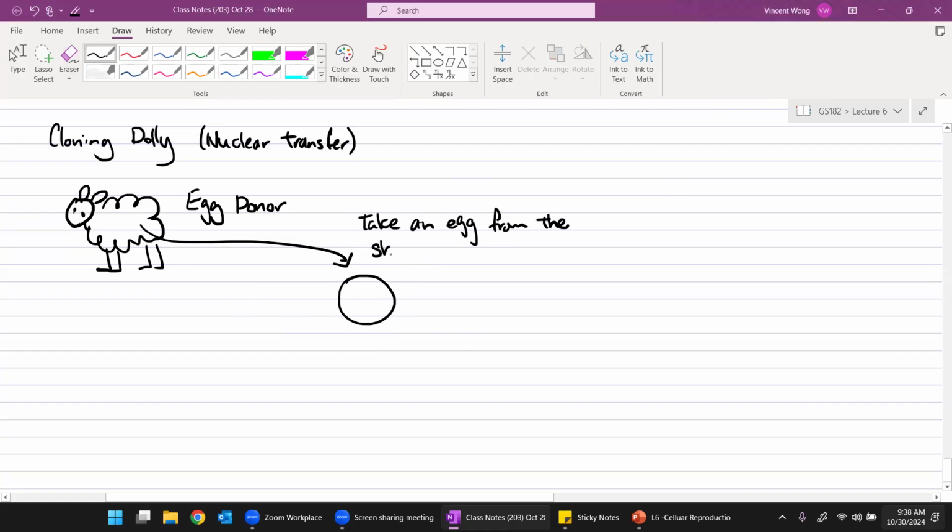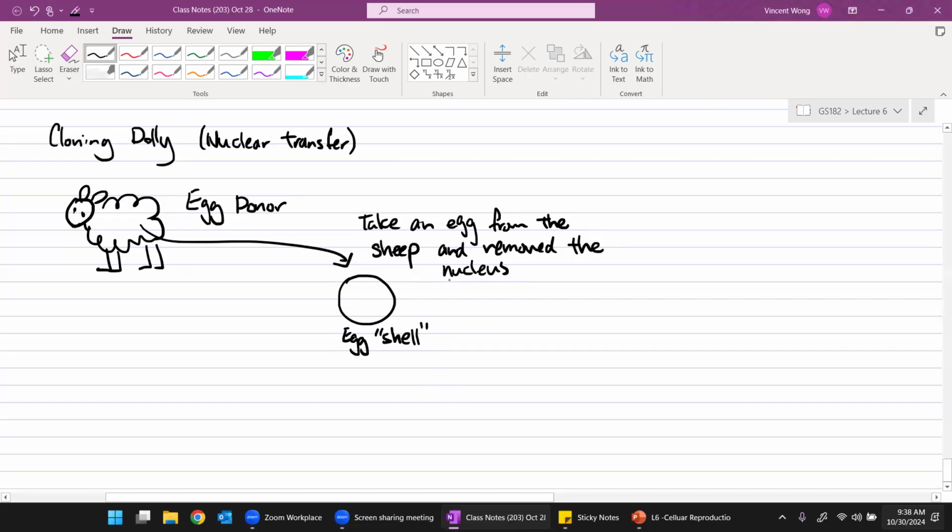from the sheep, and remove the nucleus. So this is like the eggshell, right? Just the egg cell with no nucleus.